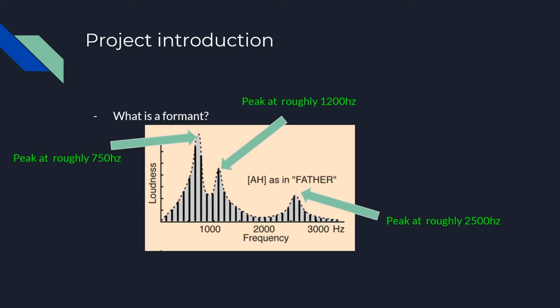As an introduction to the project, what is a formant? A formant is the resonant frequencies in the human vocal tract when a vowel is spoken. The vowel will create vibrations within the vocal tract, and as you can see in the graph below, the peaks in the loudness shown on the x-axis are the formant frequencies, where one is at 700, one is at 1200, and the other is at 2500 Hz. This is created by the R sound in father.